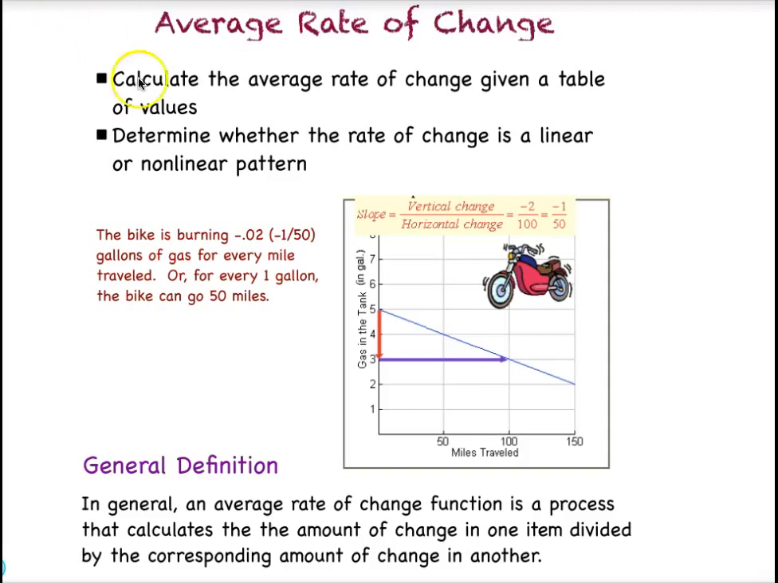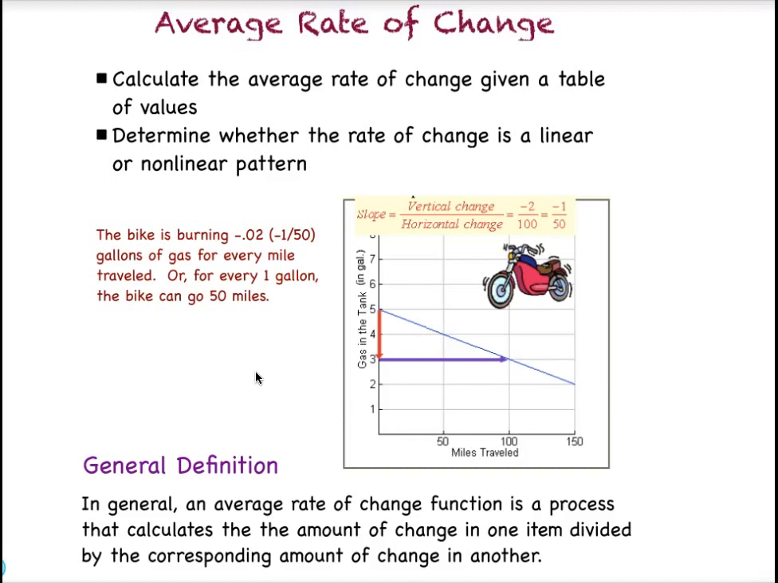I want to start off by looking at this graph here. We can clearly see that this pattern is linear. This blue line is a straight line, so it's definitely linear. When we're thinking of average rate of change, it's easy to figure out when we have something that's linear.